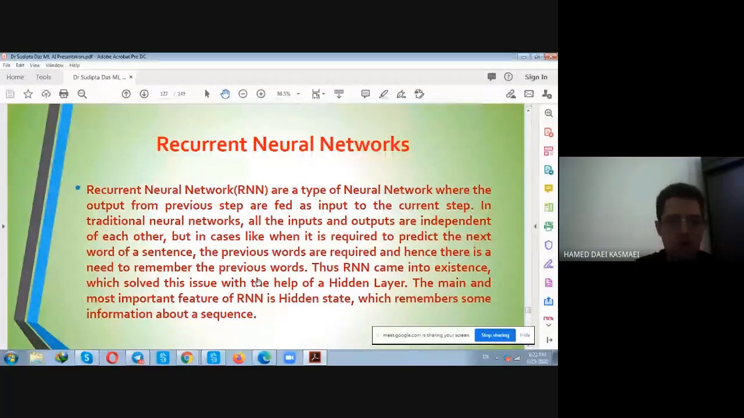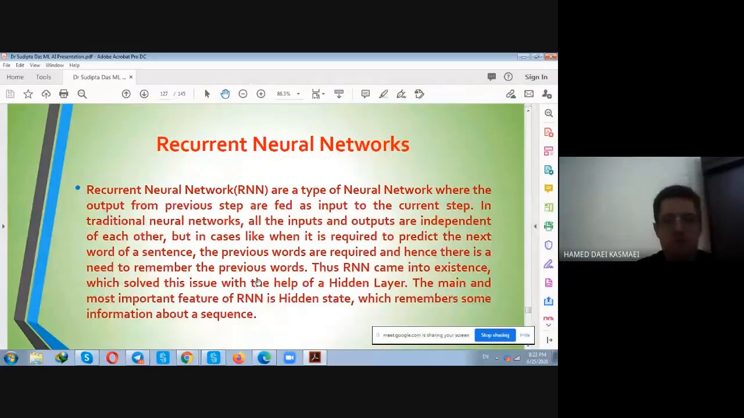In traditional neural networks, all the inputs and outputs are independent of each other, but in cases like when it is required to predict the next word of a sentence, for example in Microsoft Word, you write, for example, "I am on the" and it suggests "way," or you write "nice to" and it says "nice to meet you." The previous words are required, and hence there is a need to remember the previous words. Thus, RNN came into existence.